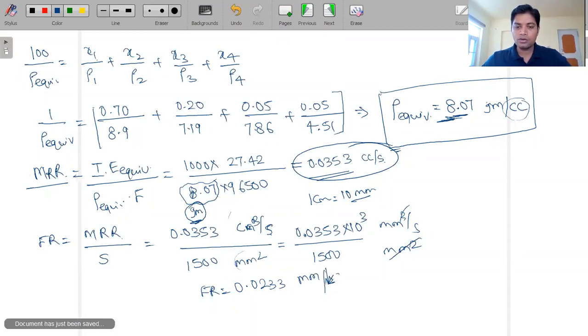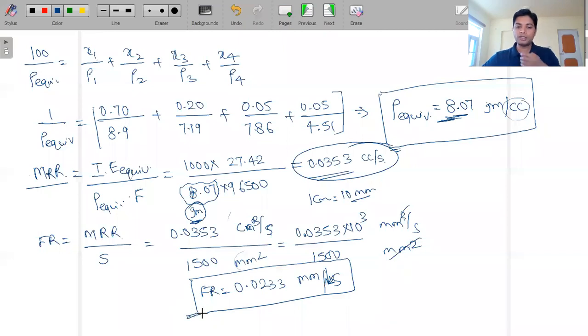Okay, guys. So now here, by the way, it's not mentioned in which unit you have to consider. So we are just considering this one only. And if they ask to calculate the value in mm per minute or mm per second, then we can convert. Okay, so this is the final answer. I hope that you understand the whole process, as well as the numerical problem.